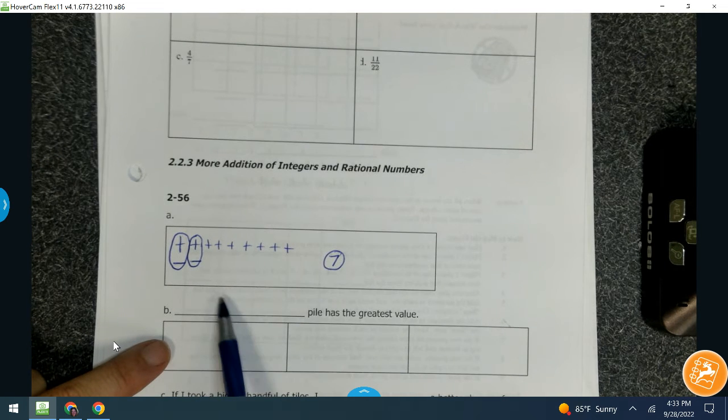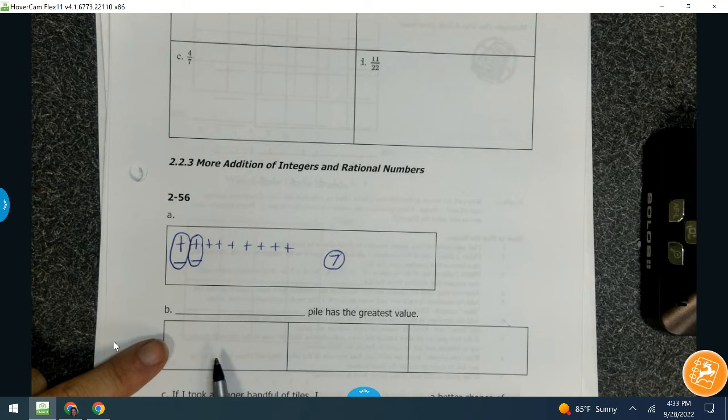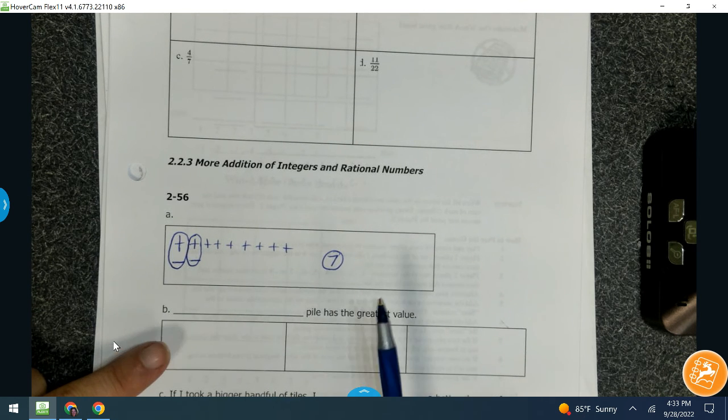Depending upon the number of students you have in your team, this is where you're going to put each of the members of your team's tiles and their value. Right here, you're going to write the name of the student whose pile has the greatest value. So go ahead and stop the video and do that now.